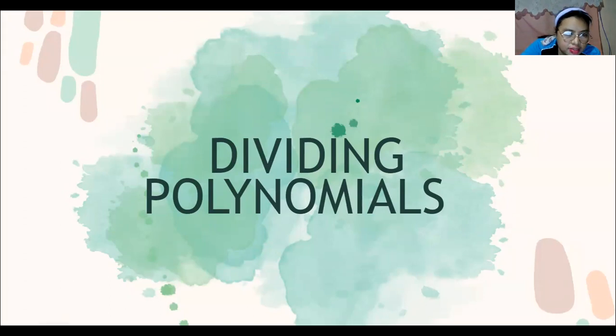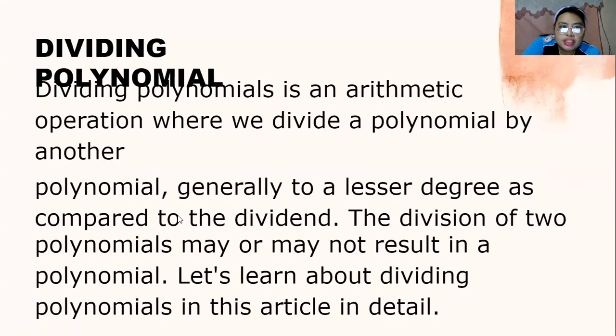So dividing polynomials. Dividing polynomials is an arithmetic, or when we say arithmetic, it's a mathematical operation where we divide a polynomial by another polynomial, generally of a lesser degree as compared to the dividend. The division of two polynomials may or may not result in a polynomial. Let's learn about dividing polynomials in this article in detail.